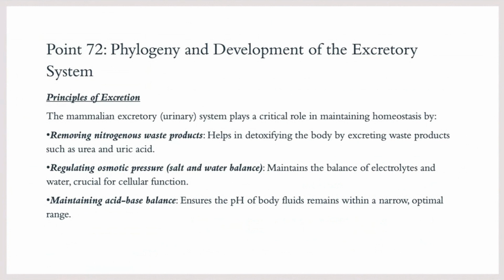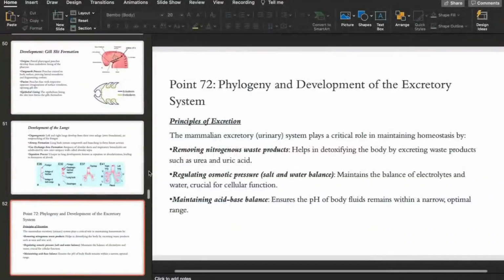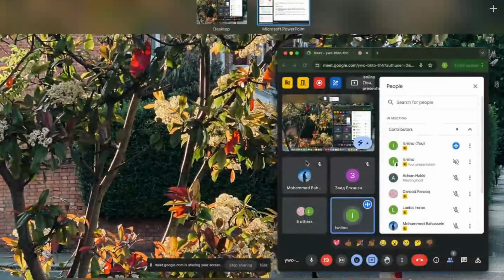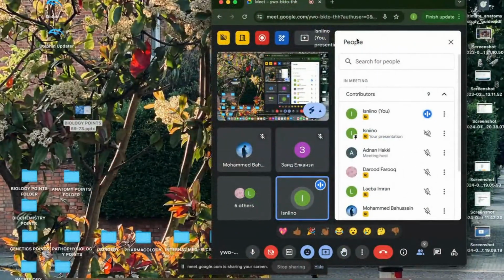syllabus point 72. So this is the phylogeny and the development of the excretory system. So again, we first start off by talking about what is the excretory system and what is it important for. Well, of course, it is important for removing waste products, but also for detoxifying, okay? So there's something I want to tell you that has to do with biochemistry a little bit, but it could help you also understand this point a little bit better, maybe.